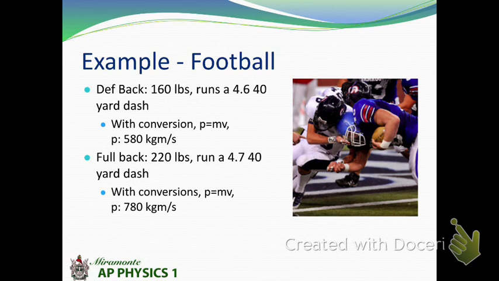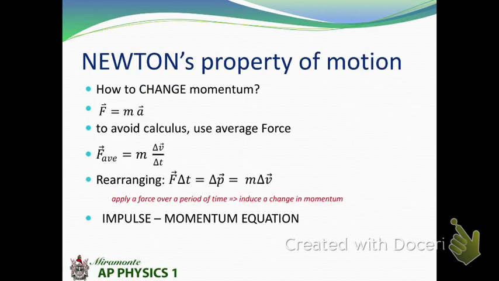So a quick example: if you have a defensive back, a 160-pound guy, who runs a 4.6 forty, pretty fast, if he's going full speed, his momentum is going to be about 580 kilogram meters per second. Then if you take a 220-pound guy, a fullback, he runs pretty fast too, but not as fast as the D-back. Then his momentum is going to be about 780 kilogram meters per second. So if he gets a head of steam and he runs into the defensive back, he's going to win. So football is all about momentum. That's why they have these gargantuan guys out there.